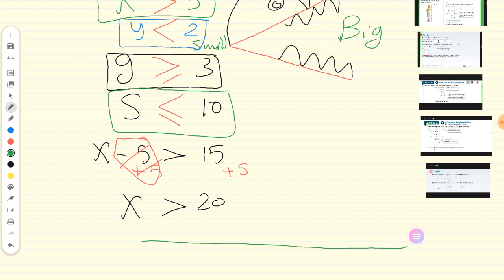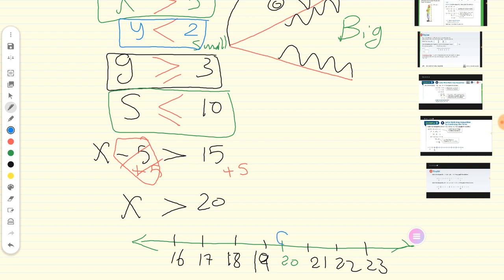Draw a number line. Start from the middle with 20. Then the left-hand side and the right-hand side. Right is always greater, so it's 21, 22, 23, and so on. Left is always smaller than 20. So it's 19, 18, 17, 16. Okay? So put a circle over the number 20.